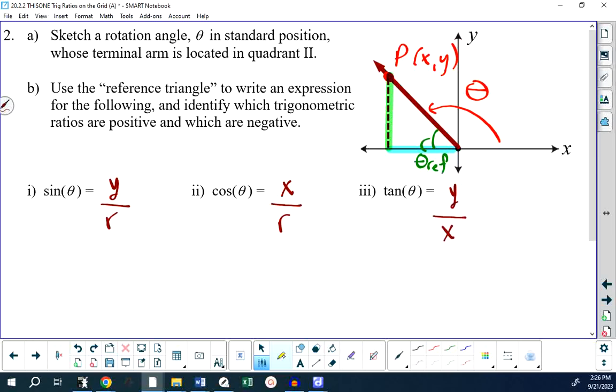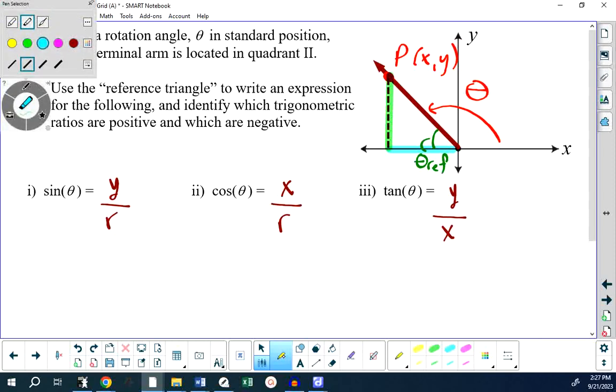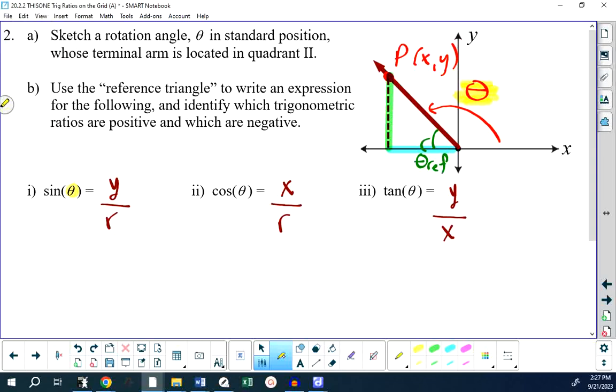So here's where I can't really explain. I don't think I can satisfy everybody with this explanation, 100%. But these thetas here, when we say sine of theta is y over r, I am still talking about the rotation angle. It's just that I use the reference angle to define what it's going to be. So this isn't sine of the reference angle, it's sine of the rotation angle.